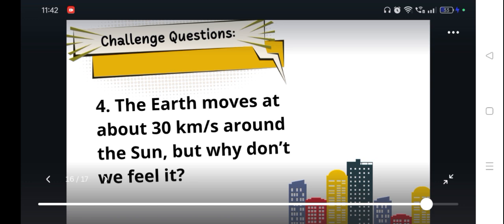A race car perhaps can move around 300 kilometers per hour, but the Earth is moving 30 kilometers per second, or 30,000 meters in one second. But even though the Earth moves as fast as that, why can't we feel it? Explain your answer using motion and reference point.